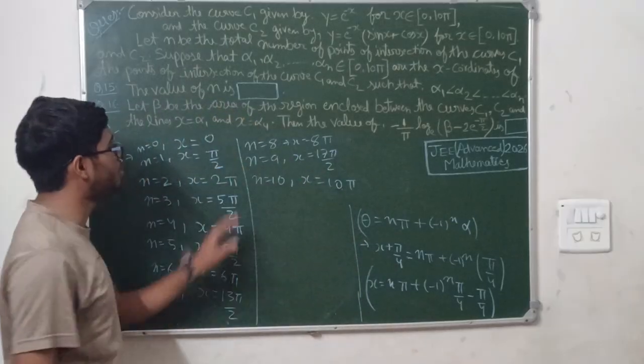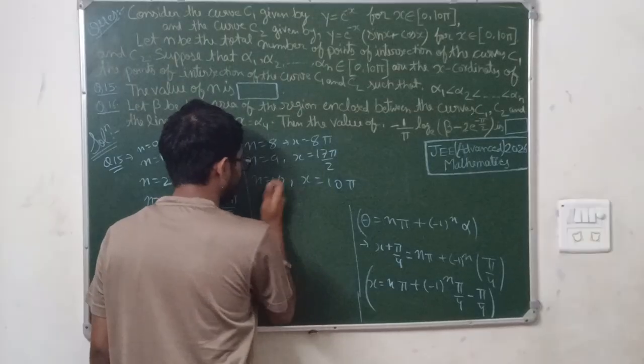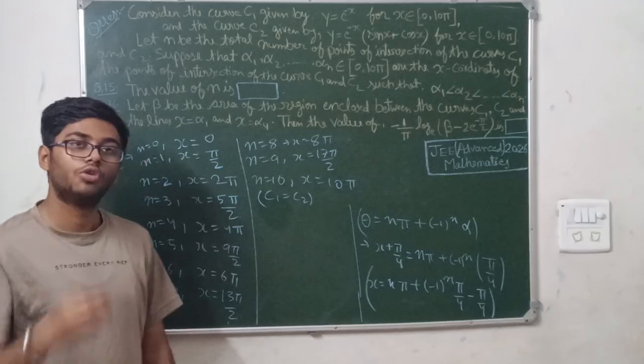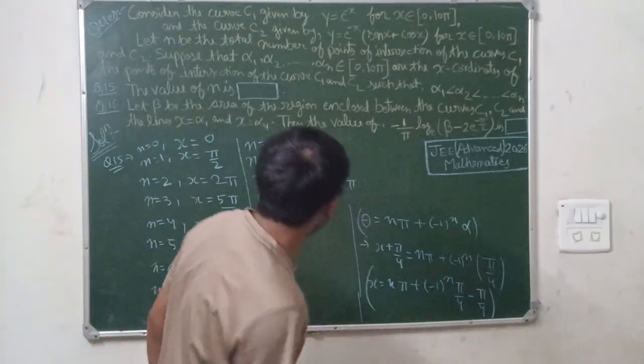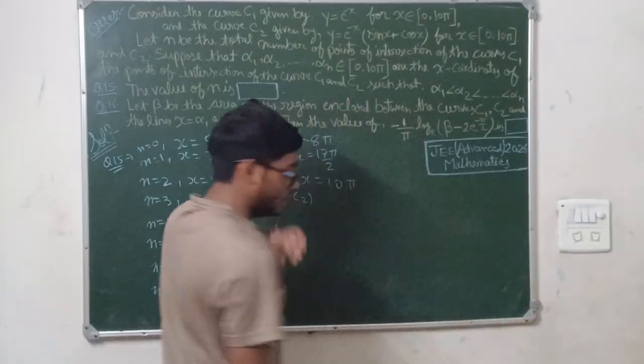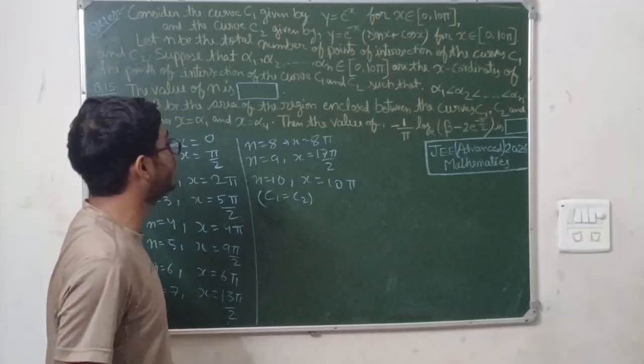So these are the solutions for the curves C1 and C2. Number of solutions. Okay. So let me rub this. Now, the question is asking what is the total number of solutions? So you have to find the value of n.